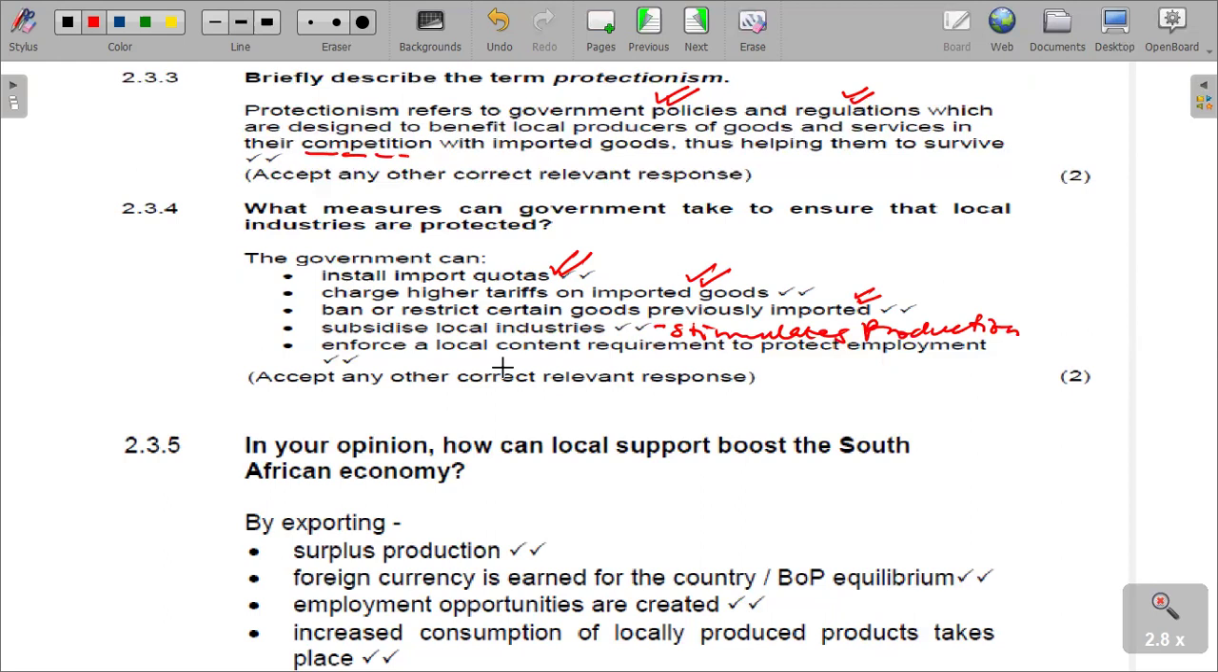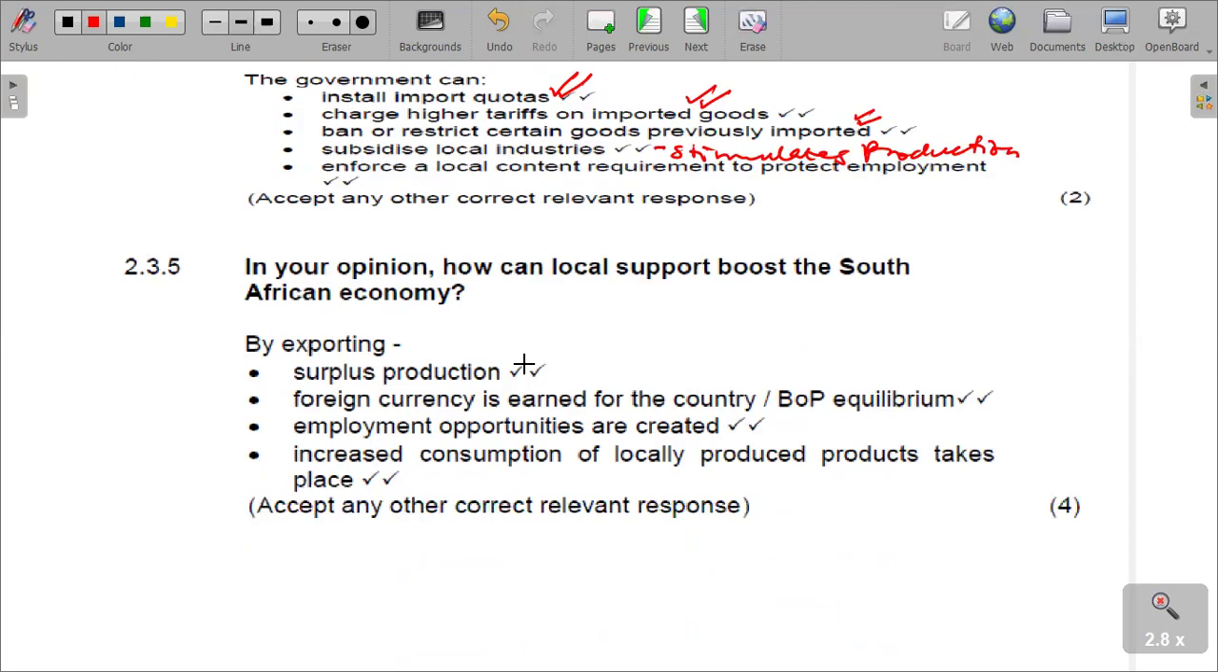Instead of importing finished goods, government stimulates production and employment by ensuring that local production is sustained, by forcing a certain minimum requirement on businesses that are operating within the borders of the country. In your opinion, how can local support boost the South African economy?